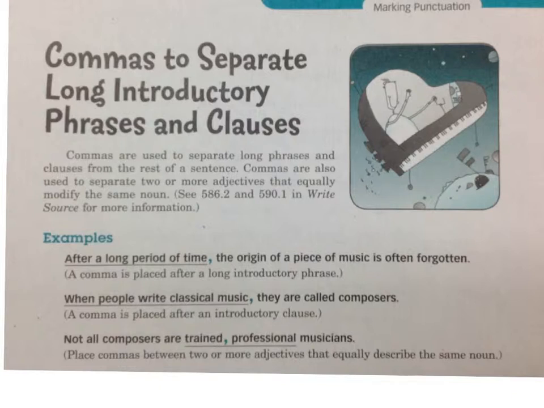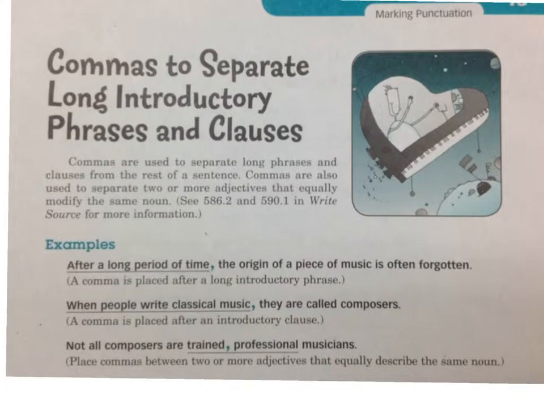And when we include that, we need to have a comma that separates the phrase or the clause from the independent sentence, the complete thought. So, for example, let's look here, number 1. The independent clause is: the origin of a piece of music is often forgotten. Has a subject, has a predicate. But we want to introduce it with something.